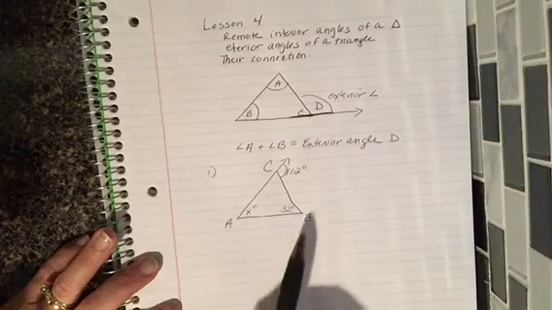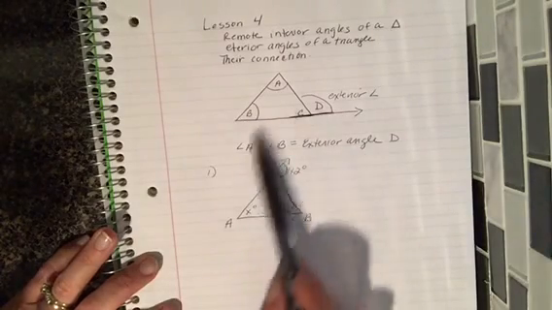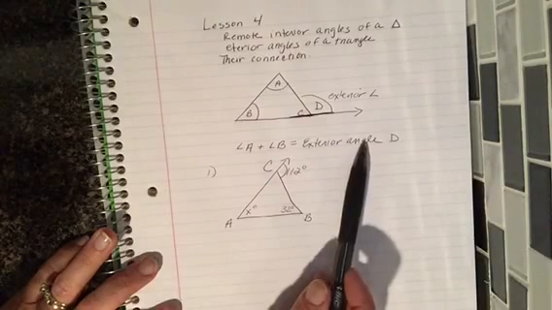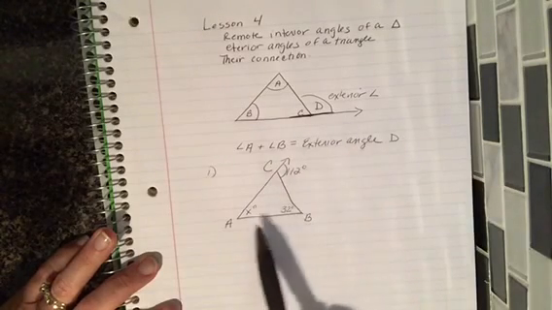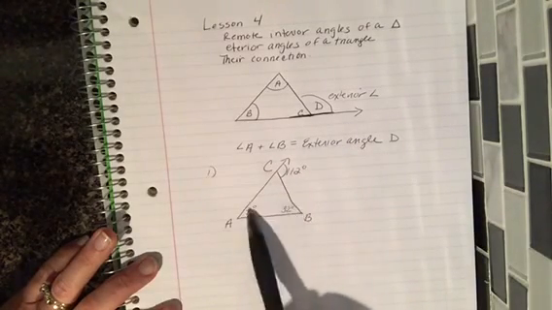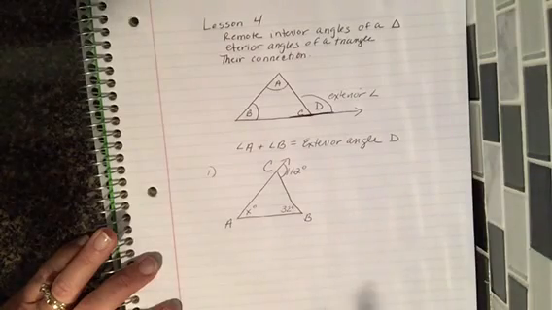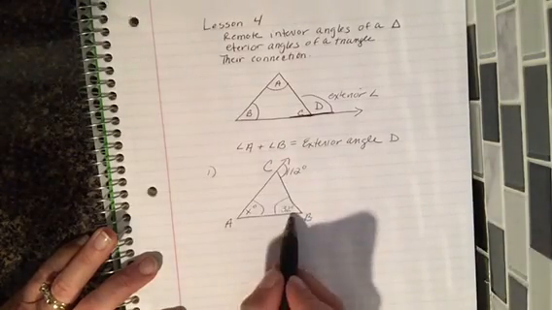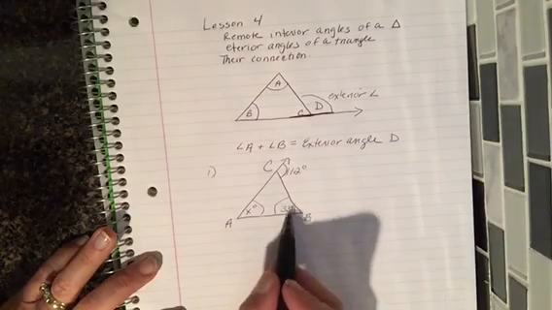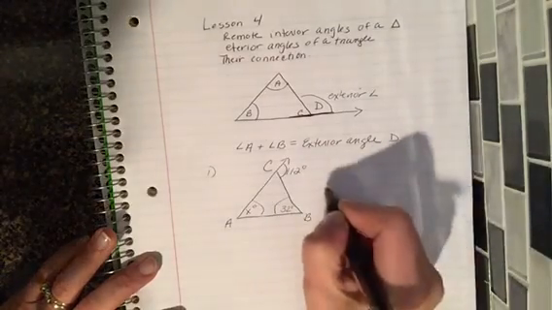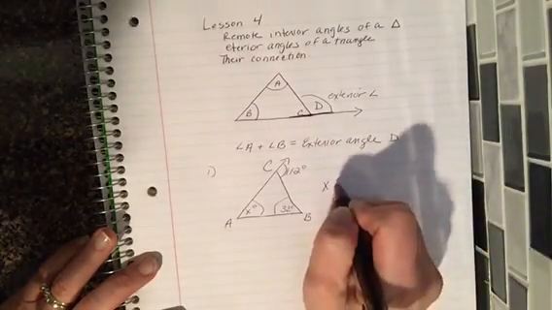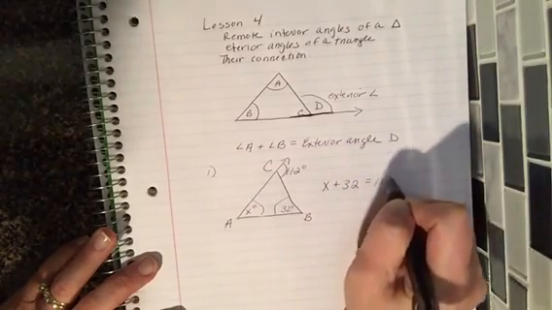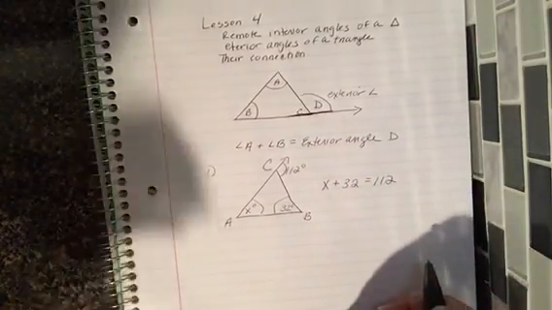Now, what we just discussed was the fact that an exterior angle measures the sum of the remote interior angles. So this is one and this is the other. So we can add these two angles together and we know that they will equal 112. So we're going to write that down in an equation. X plus 32 equals 112 degrees.